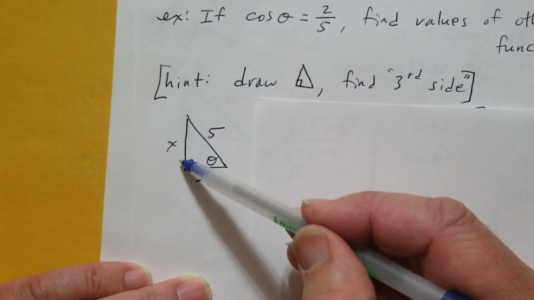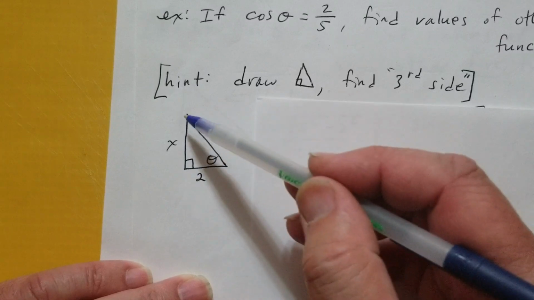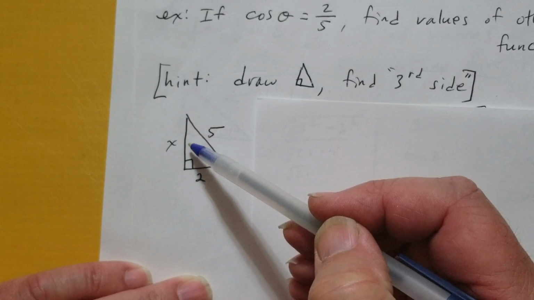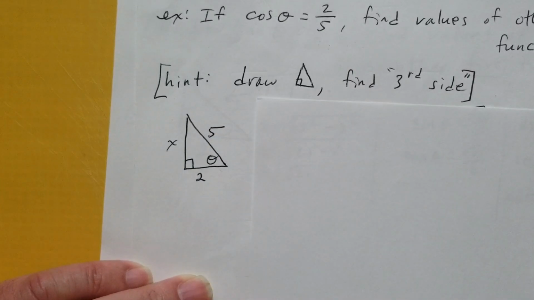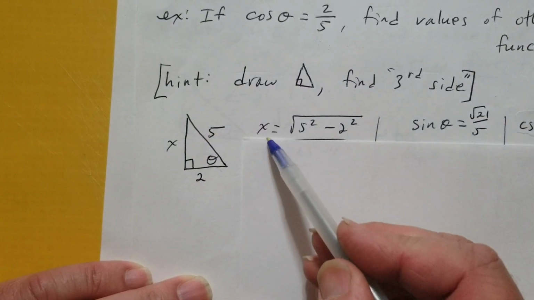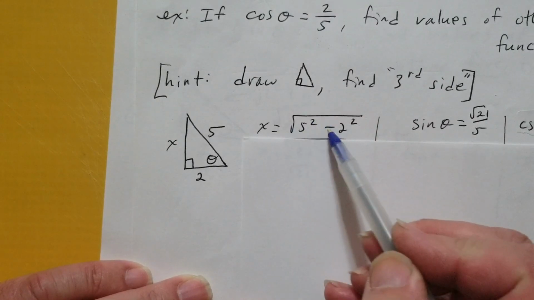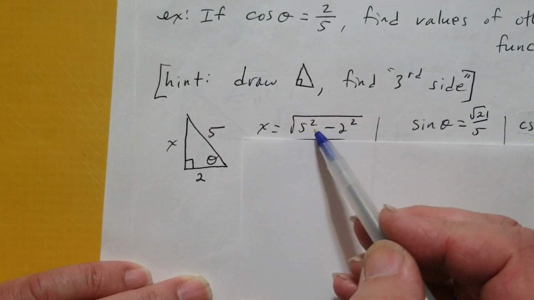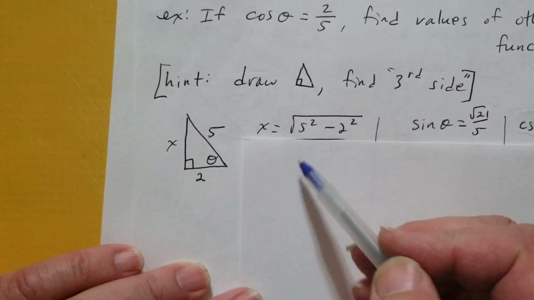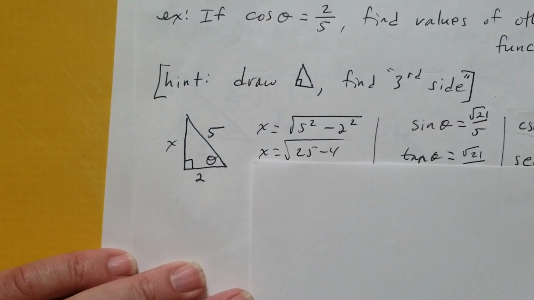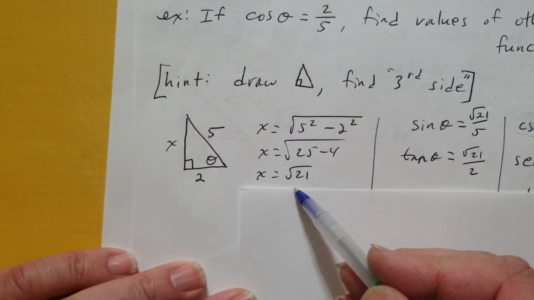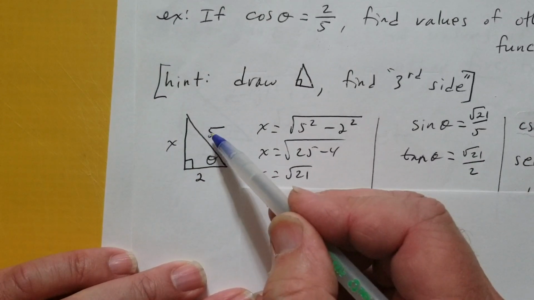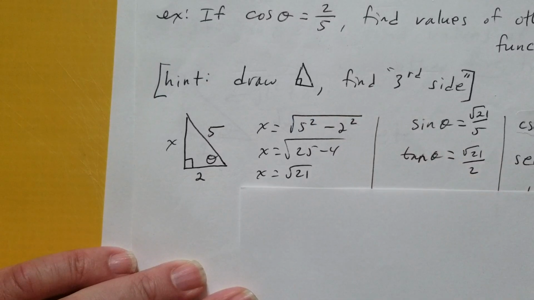And I don't know the third side. Well, look what you have. You have a right triangle. Use a squared plus b squared equals c squared, and find the missing side. So I did the quick version. X is equal to the square root of 5 squared minus 2 squared. Ask me in class if you don't recognize this as the Pythagorean theorem. This is just a quick shortcut. And x is square root of 21. So now I know all three sides: 2, square root of 21, and 5. Now I can give you all 6 functions.